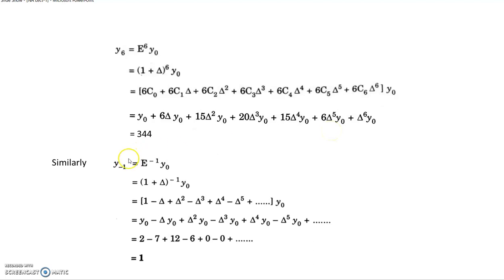Next, y minus 1 can be written as E^(minus 1) y naught because we are starting with 0 and we have to shift one step in the negative direction. So we'll get y minus 1. Again E can be written as 1 plus delta, and after binomial expansion you will get these terms. We have y naught, delta square y naught, cube y naught, 4 y naught and 5 y naught from the table. And after substituting all these values you will get 1.